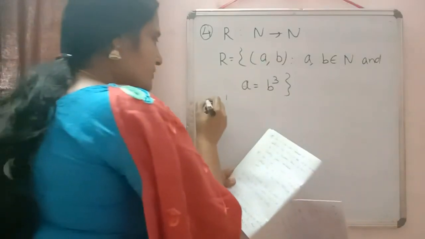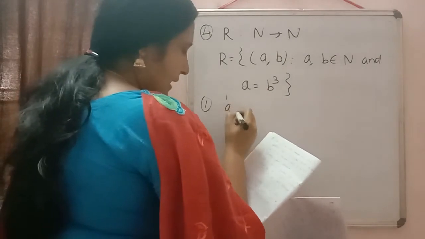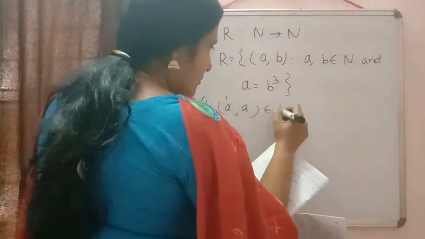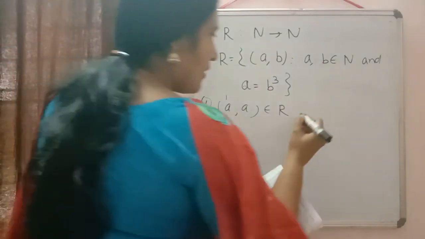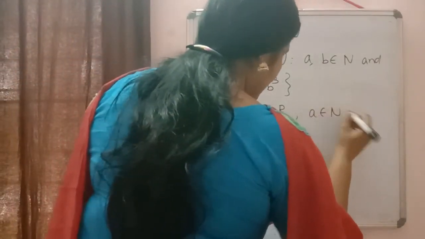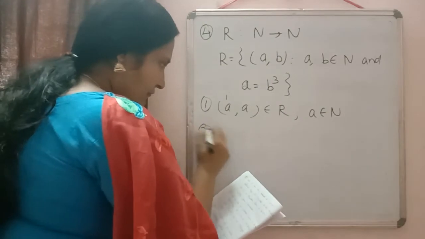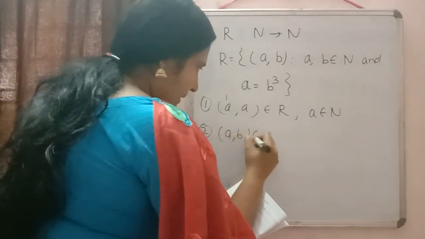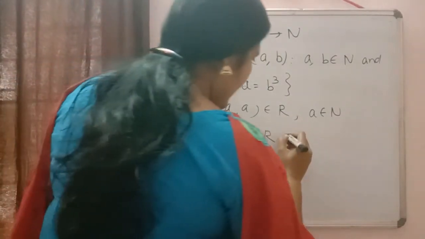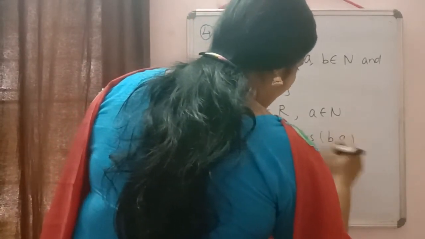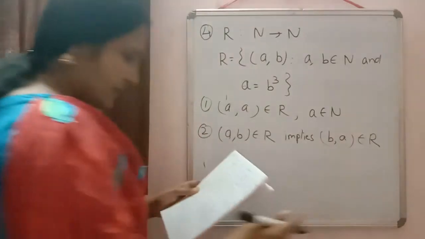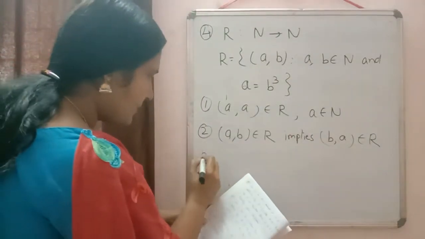So in that first question, (a, a) belongs to R. You have to check whether they are true or not, for all a belongs to N. Second, we have to prove (a, b) belongs to R implies (b, a) belongs to R. We have to check whether they will satisfy all these properties.